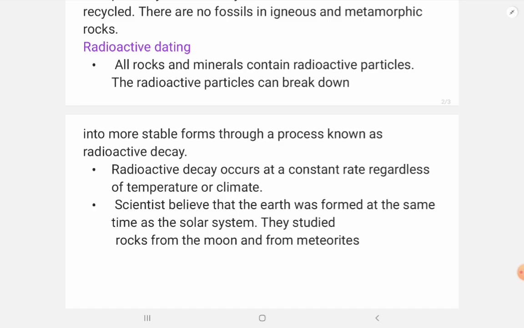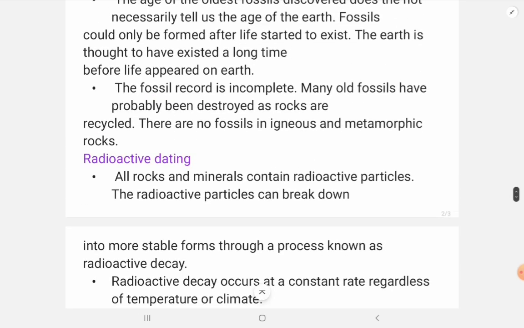So, next, the fossil record. What is the fossil record? The fossil record documents all the fossils found in each layer of sedimentary rocks. Next, what can the fossil record tell us? It tells us what organisms existed on Earth at different periods of time.